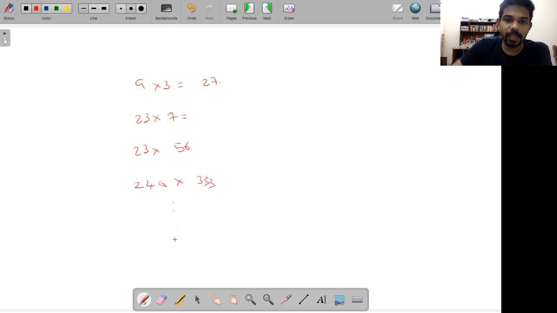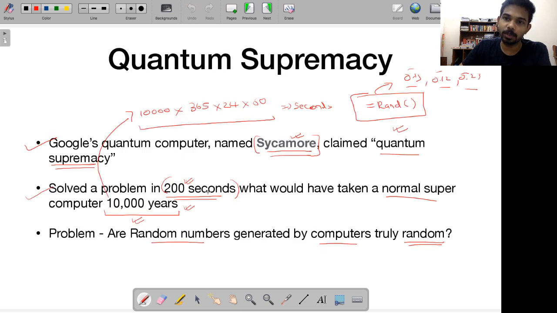So as you can see, as the figures keep on increasing, it will take you more time to solve the problem. That is the same thing with normal computers as well. So that's the reason you are able to do something at an exponentially faster rate using a quantum computer. What you have established is called quantum supremacy.